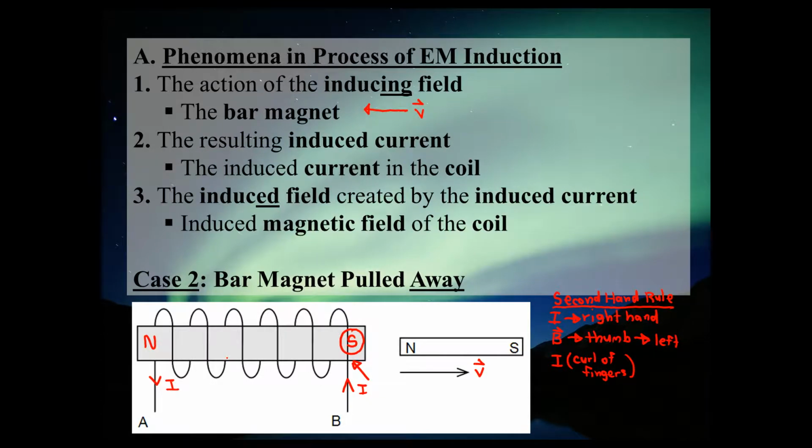And what this means is the direction of conventional current would be the direction that hypothetically positive charges would go, which means that I would accumulate positive charge on side A, and that would leave side B as being negative.